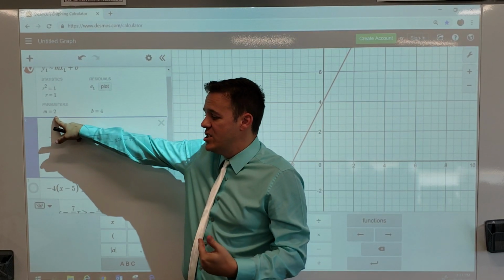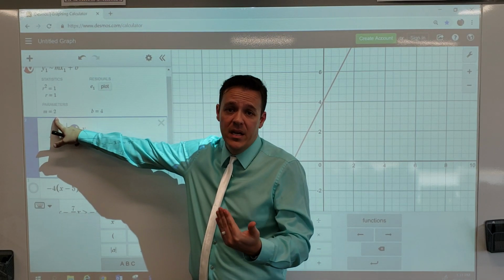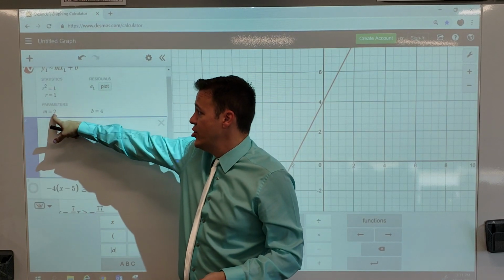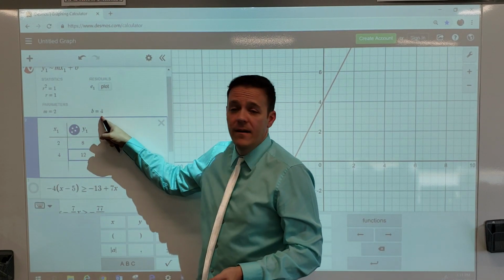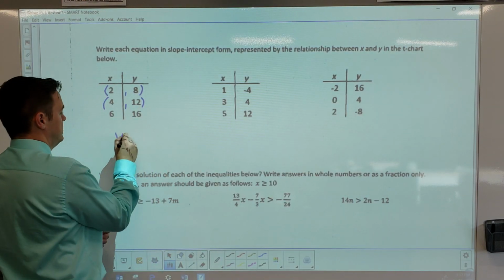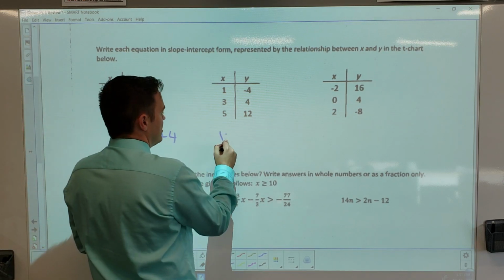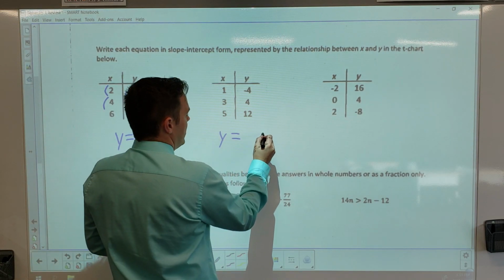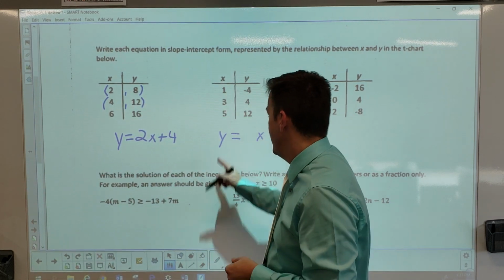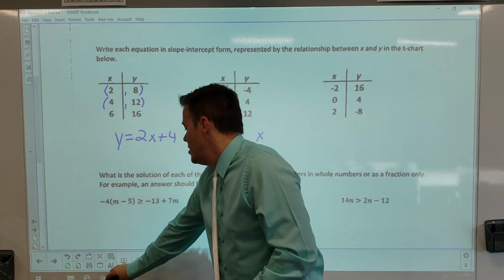Okay, write each equation in slope-intercept form. Remember, slope-intercept is y equals mx plus b. It is y equals 2x plus 4. All right, so there's that. Now we know it's going to be y equals. We don't know what the m is, but we know it's going to have an x, so that doesn't change. Let's put this value in. 1, -4, 3, 4. That's easy enough, right?